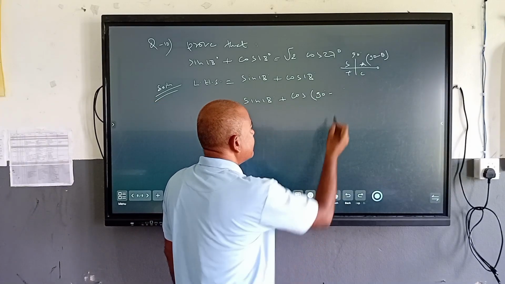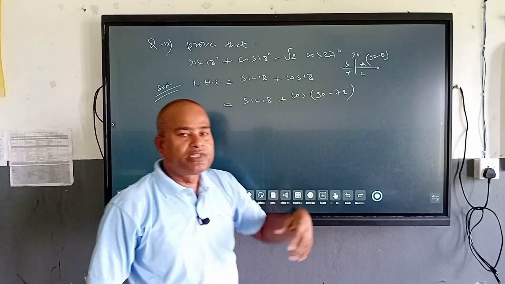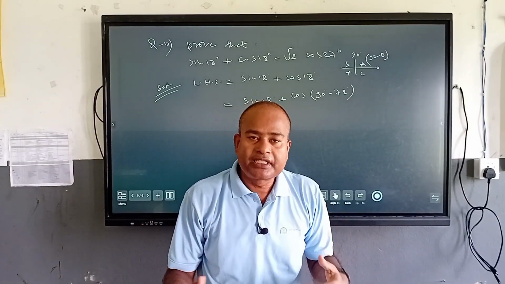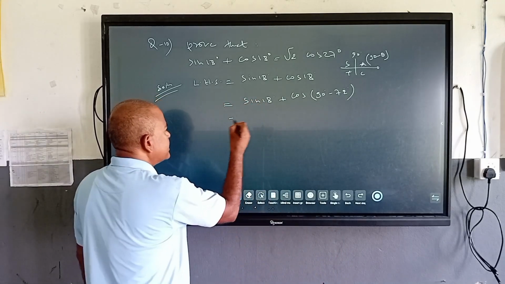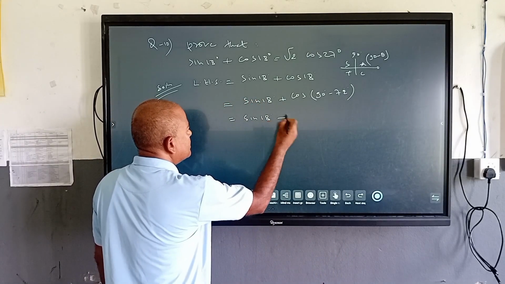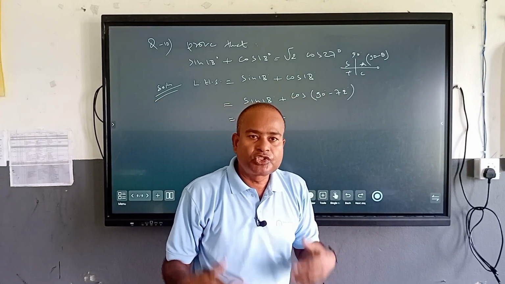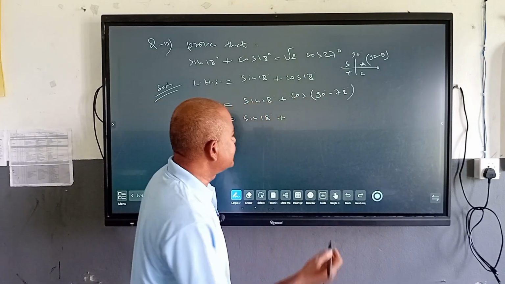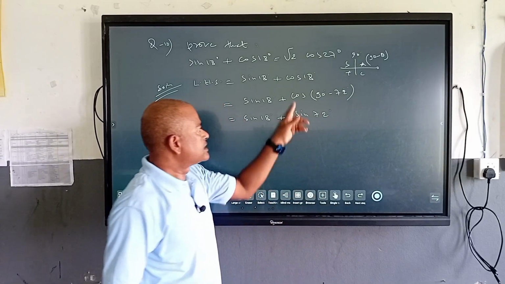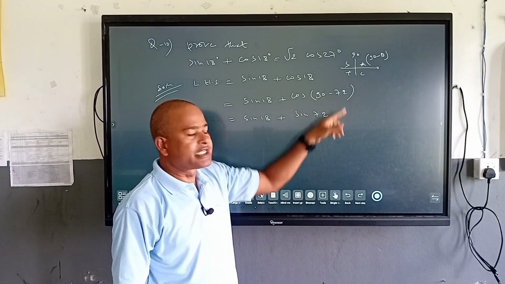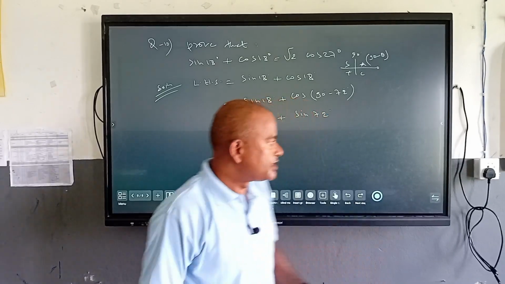Dear students, 90 minus 72 degree will give 18 degree. So 18 degree we have changed in the form of 90 minus theta. We know that the trigonometrical ratio of cos 90 minus theta is sin theta. That means cos 90 minus theta is equal to sin theta. So cos 90 minus 72 degree we can write as sin 72 degree.